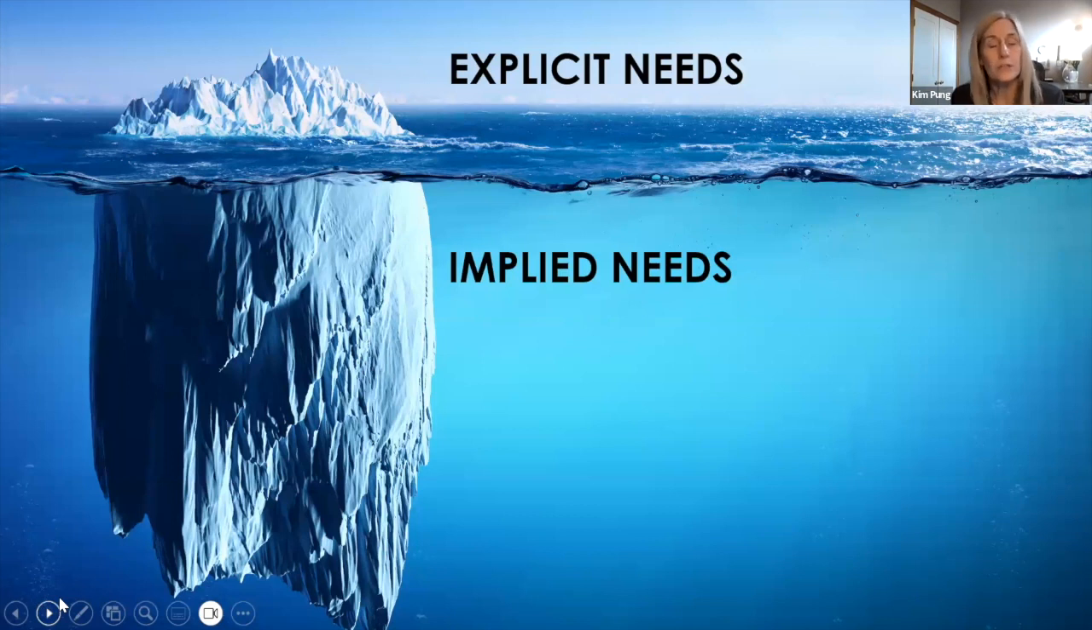I mentioned the term implied needs a few moments ago, and let me explain what I mean by that. We use this analogy of an iceberg, and if you've been to any of the MC trainings before, you've probably seen us sometimes draw this ridiculous looking iceberg on a flip chart. So I have a nice image here that gives you a visual of what I'm talking about.